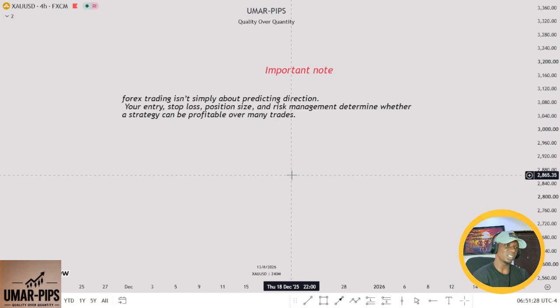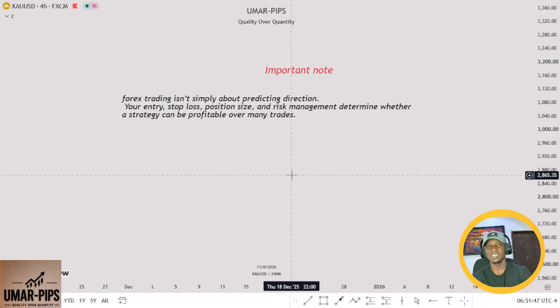So, okay, let's read this thing. Your entry, stop loss, position sizing, and risk management determine whether a strategy can be profitable over many trades, not just 1 to 2 trades.